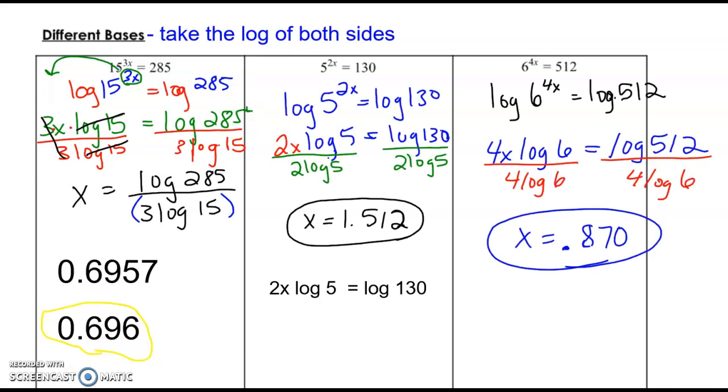All right, the second one there should be 1.512, and that last answer should be 0.870. Now, if you want to check your answers on these, you could always put that number back in and make sure it gives you that right answer. So we could go 6 to the 4 times 0.870 and see if it gives you about 512. Now, since we rounded it, it's going to be off a little bit, but it should be pretty close.